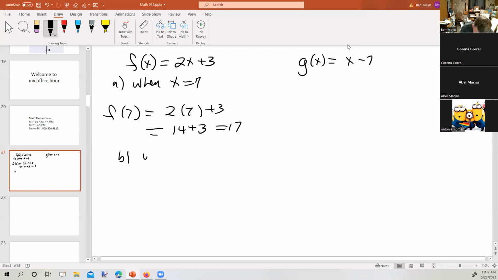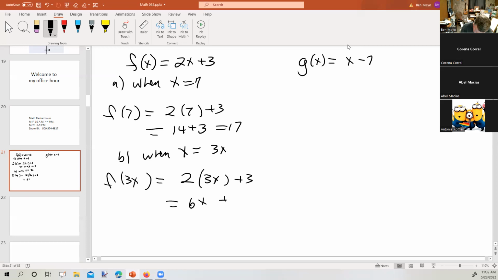How about when x equals, let's say, 3x? So then we'd say f of 3x equals 2 times 3x plus 3, which would be 6x plus 3, right? Because whatever goes in here goes in the place of x, right? Any questions there? Okay.